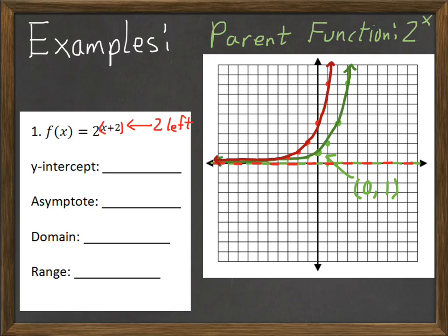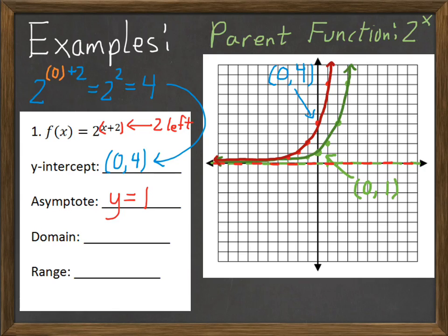Let's analyze it to find some of the important details. The y-intercept you can pull off of the graph as (0, 4). In case you ever can't tell what it is, or are looking for it without actually graphing it, don't forget that you can also plug in an x value of 0 to figure out the y-intercept. So 2 to the 0 plus 2, well that's 2 squared, and that's 4, which gets us the 4 that we have in the y-intercept. The asymptote is, whoops, I have that wrong. This should be y equals 0 because it didn't move anywhere. There we go. Fixed it.